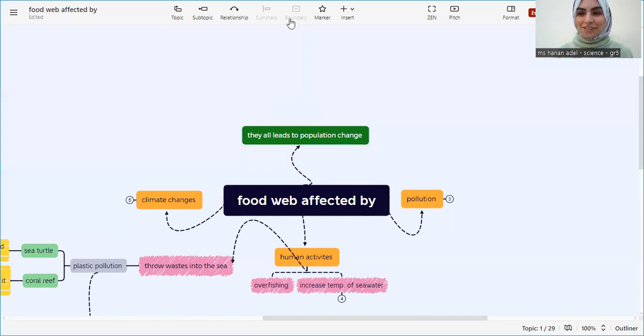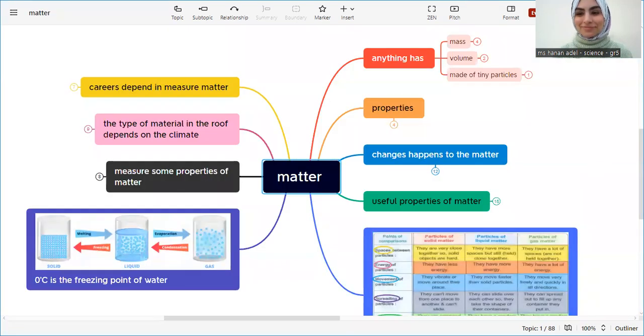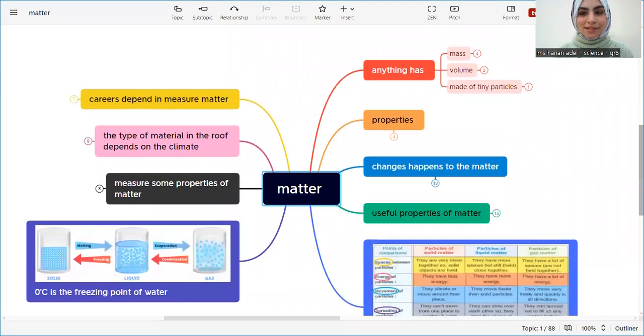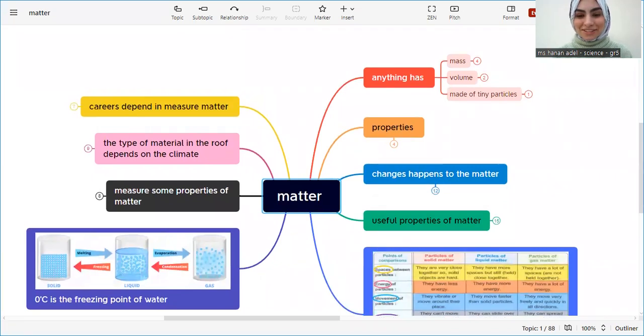Now we finished the first unit actually with everything inside it, and it was an easy and interesting one. So let's start with unit 2, speaking about matter, mixtures, and everything related to them. And let's start with matter. What is matter and what is everything related to matter?